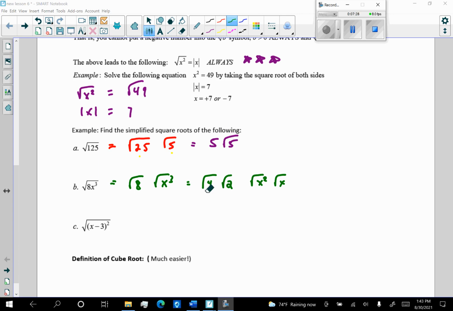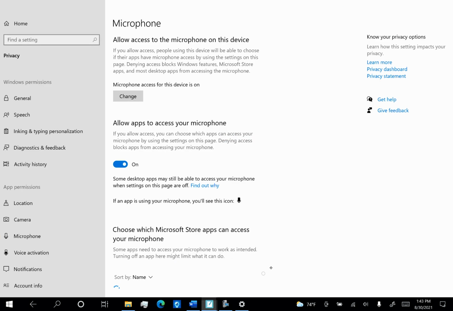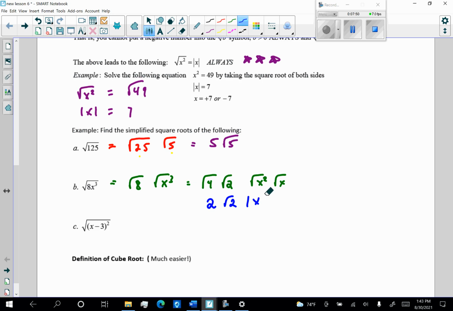What's the square root of 4? 2. Square root of 2. What's the square root of x squared? Absolute value of x. Square root of x. And then our final answer, we're going to put those guys back together. Our final answer is going to be 2 absolute value of x square root of 2x.